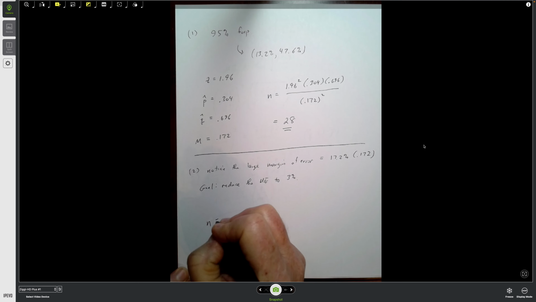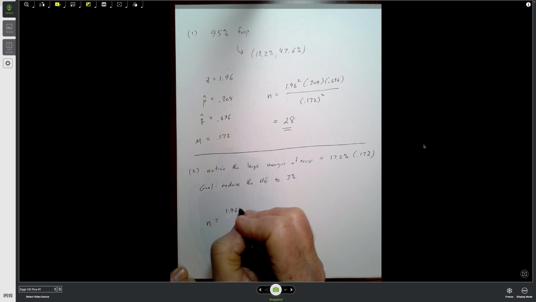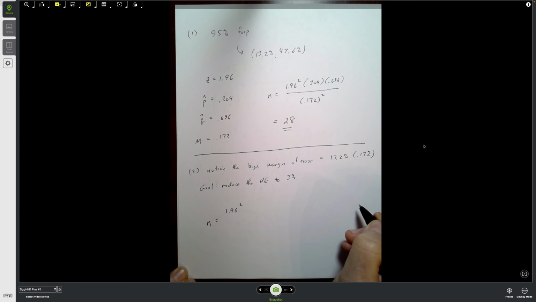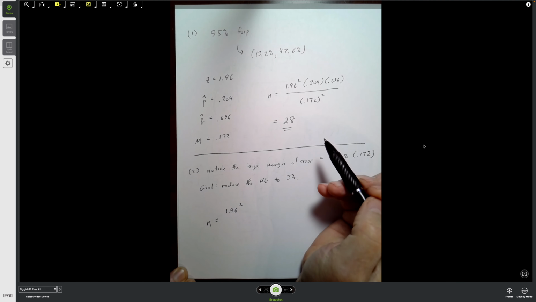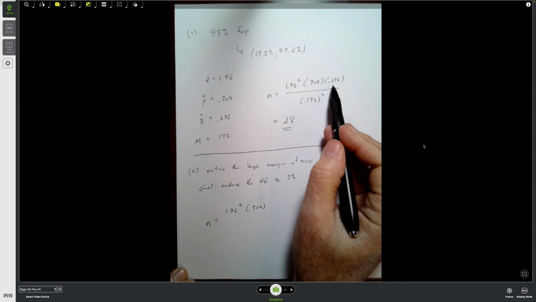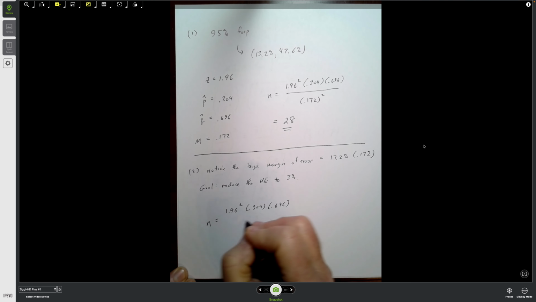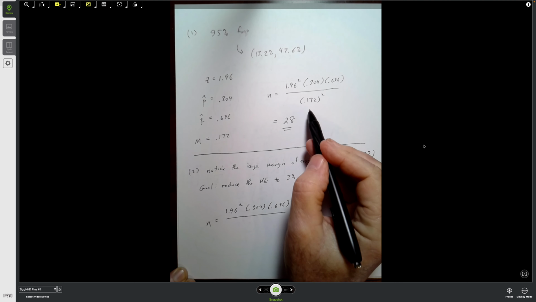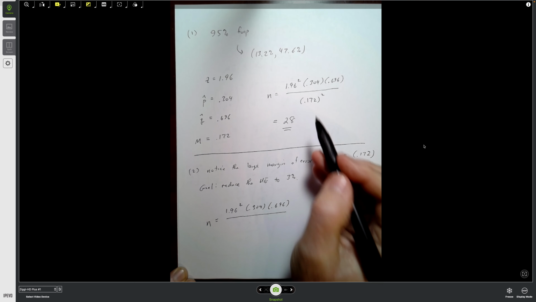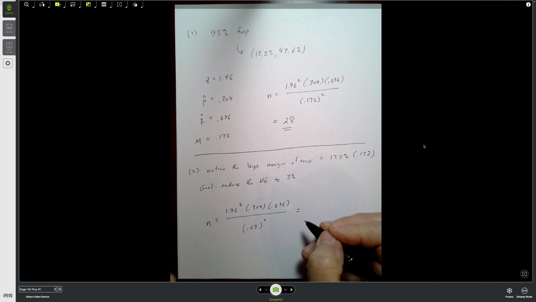Well, it's the same formula. We still have the same 95% confidence interval, so the 1.96 applies. We still have the same estimate of p hat. We still have the same value for 1 minus p hat. And the only difference is we want the margin of error to be 0.03 squared, and not 0.172 squared.